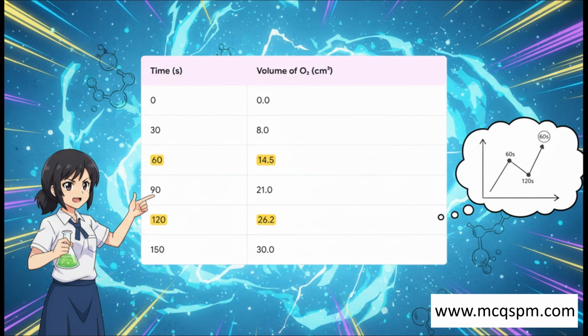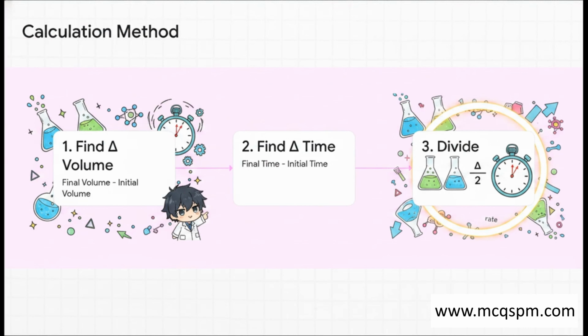That's wrong. The second minute is the time that passes between the end of the first minute, which is 60 seconds, and the end of the second minute, which is 120 seconds. So we need the data from these two highlighted rows. And here is the foolproof method. It's just 3 steps.